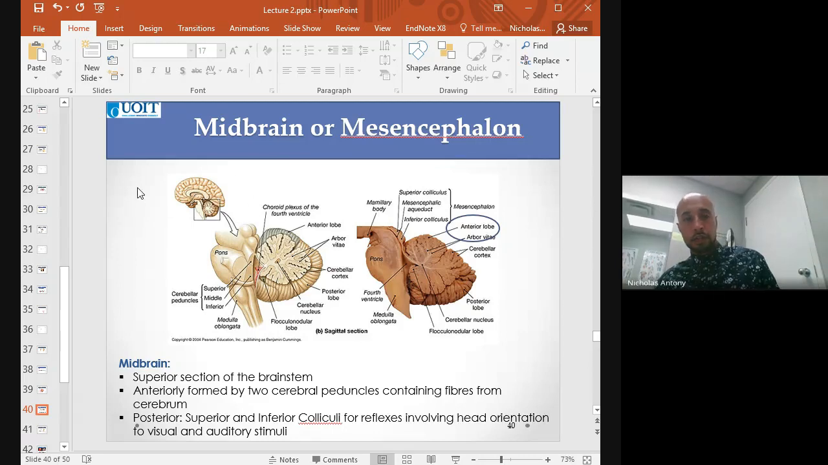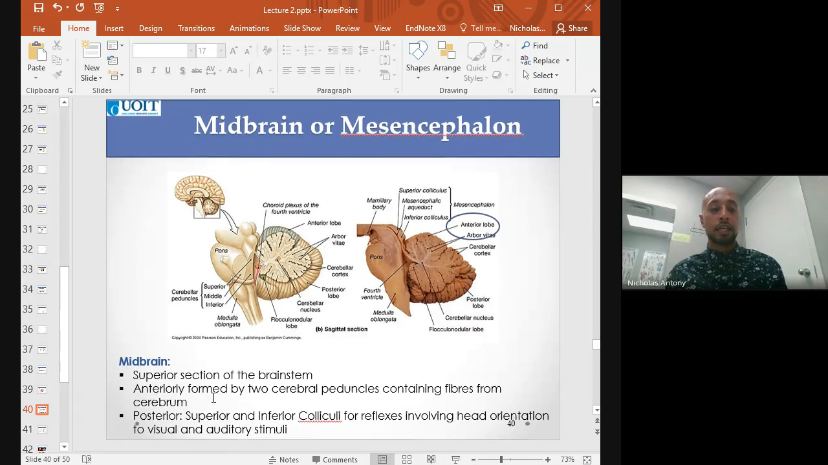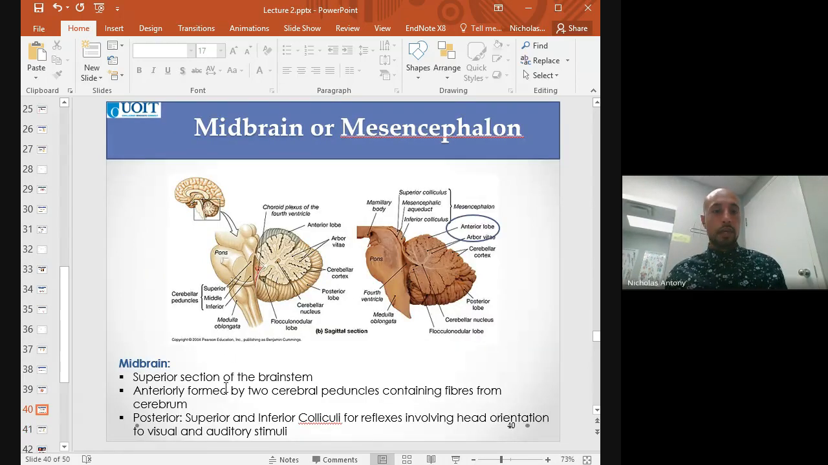Look at my cursor. The cerebrum would be right here. So the right side is attached to one peduncle, the other side attached to the other peduncle, and this creates what's called our midbrain. Now, in terms of its use in movement, the big thing that the midbrain does is that it contains the superior and inferior colliculi, which are groups of neurons. You can see these two bumps. That's the superior colliculi.